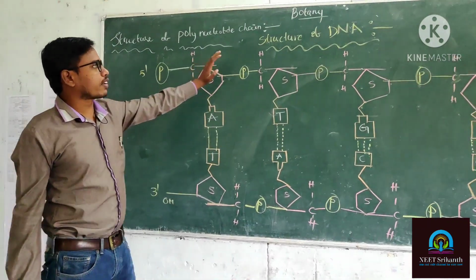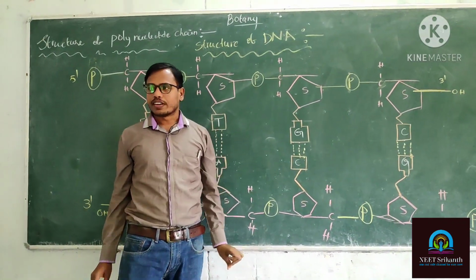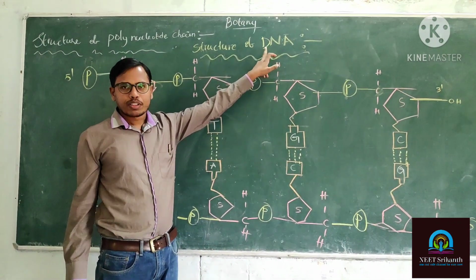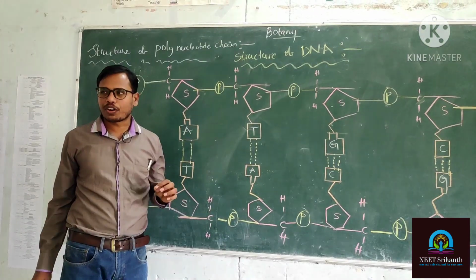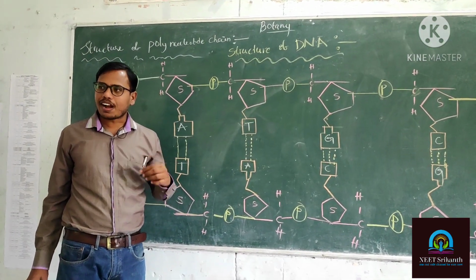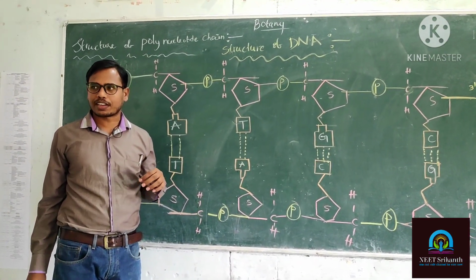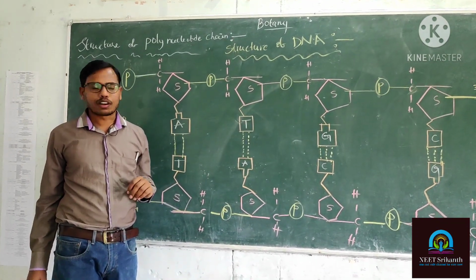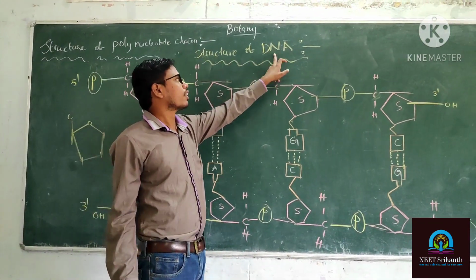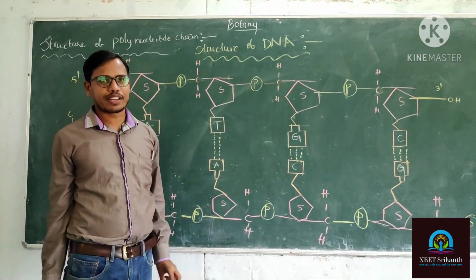Now we are going to discuss the structure of DNA. Already we know what DNA is: deoxyribonucleic acid. What is the sugar present in the DNA? Deoxyribose sugar. At the second carbon of the sugar, there is no oxygen. So that's why it is called deoxyribonucleic acid.